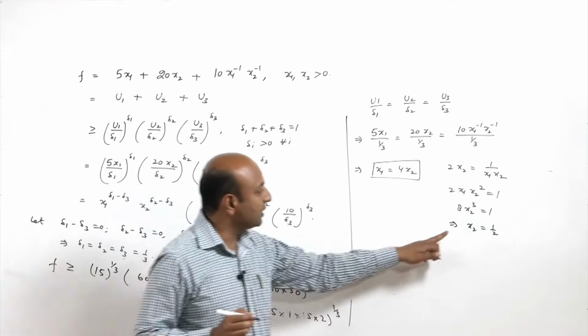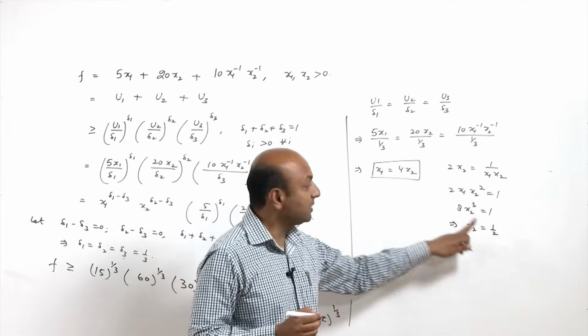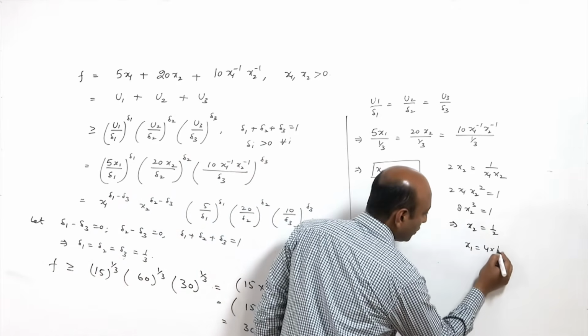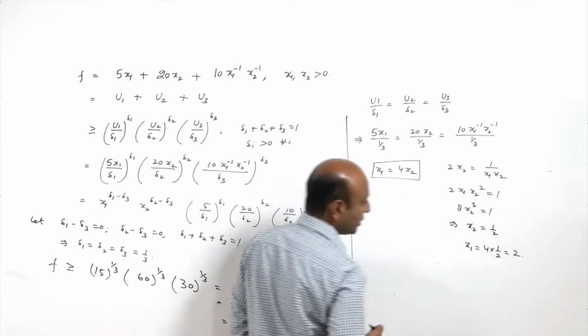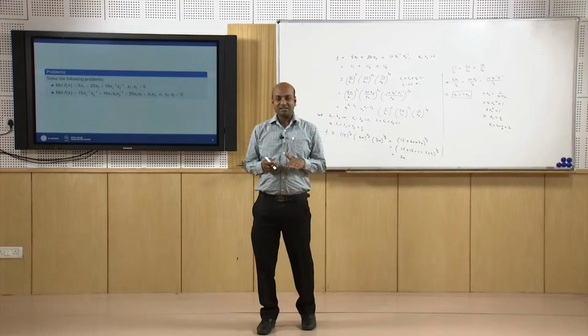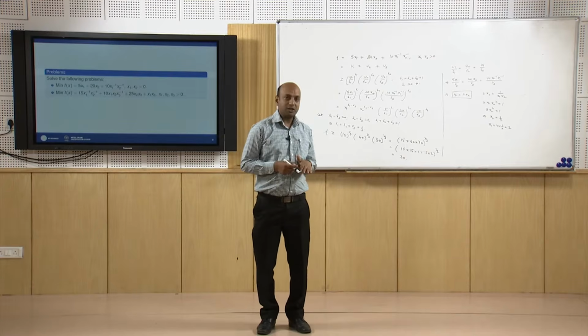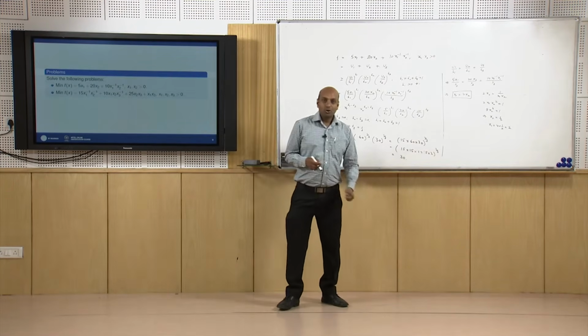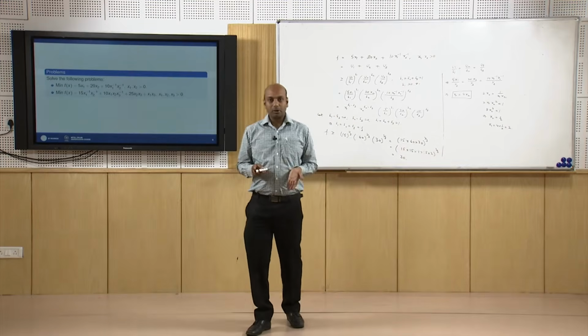And when you substitute x2 as 1 by 2 in this expression, we obtain x1 as 4 into 1 by 2, which is 2. So, the optimal solution of this problem is x1 equal to 2, x2 equal to 1 by 2 and the minimum value of f is 30. So, in this way we can solve such type of problems.